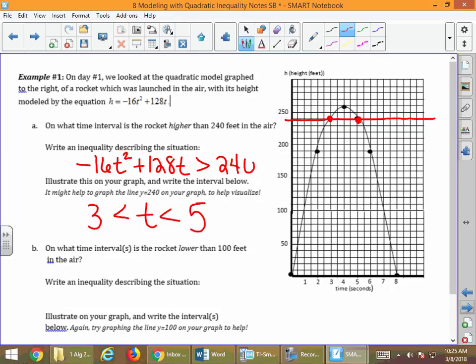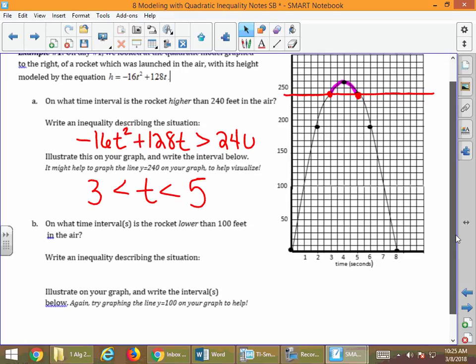So where is our graph greater than 240? I should have pointed out that here's where it's greater than 240. Just trying to move that purple a little bit. The red line wants to move, but the purple, there we go. That's the part we're looking at. So between 3 and 5 seconds is where we're greater than.